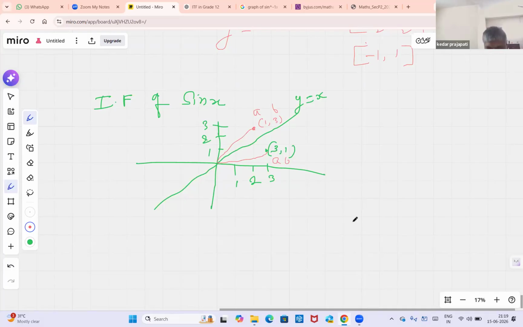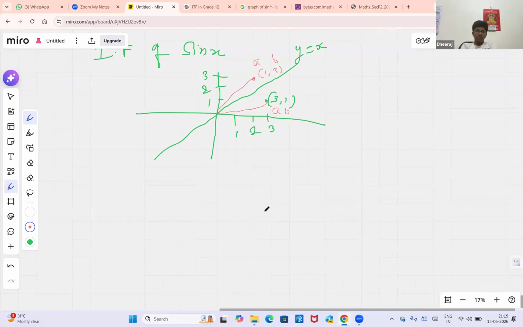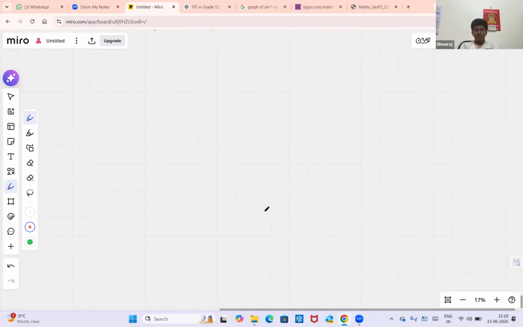So I just told you how to find the inverse and how to draw the graph. It's very important that we learn all the domain, range, and everything for all 6 trigonometric functions, and we should know how to draw them. Today we'll see only sine. Now, based on whatever we learned right now, let us draw the graph of sine inverse x.